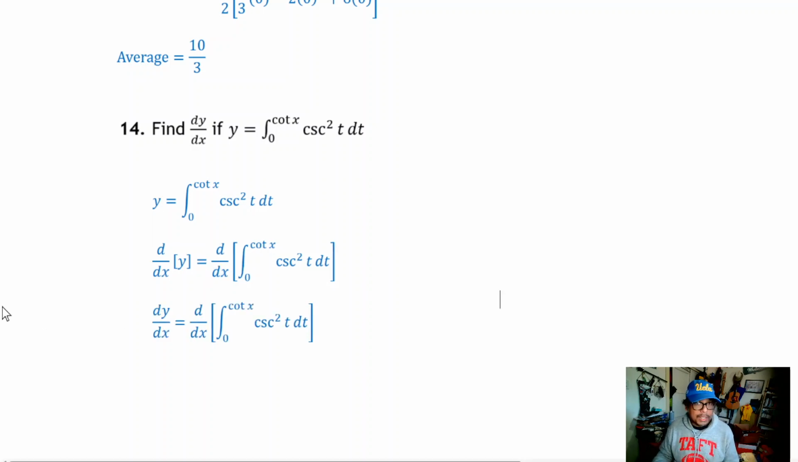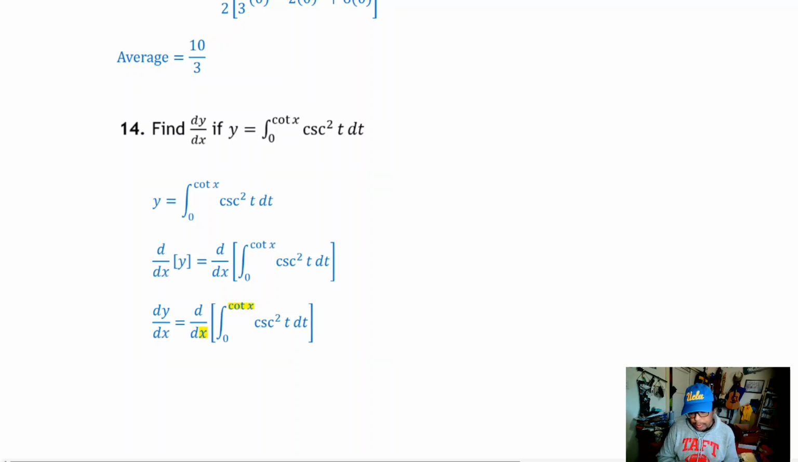Now the left side of this equation is not a problem. dy/dx is the derivative of y with respect to x. However, the right side is a little bit of a problem because we notice that the integral is in terms of t. So what we're going to do is take the derivative of the right side in terms of t first, and then we'll multiply by the derivative with respect to x. Notice that we have a mismatch here. This is d/dx, and this is cotangent x.